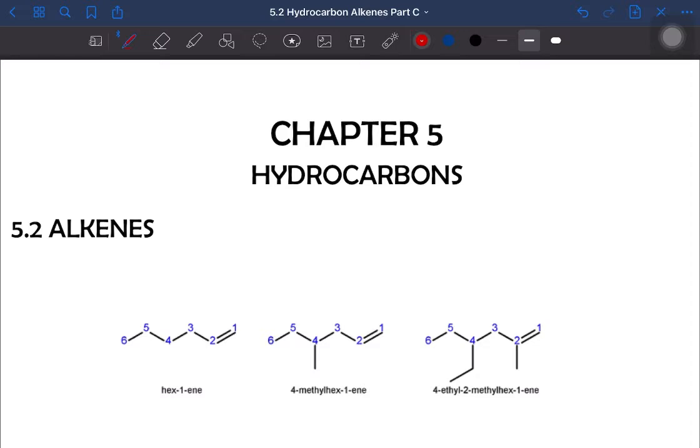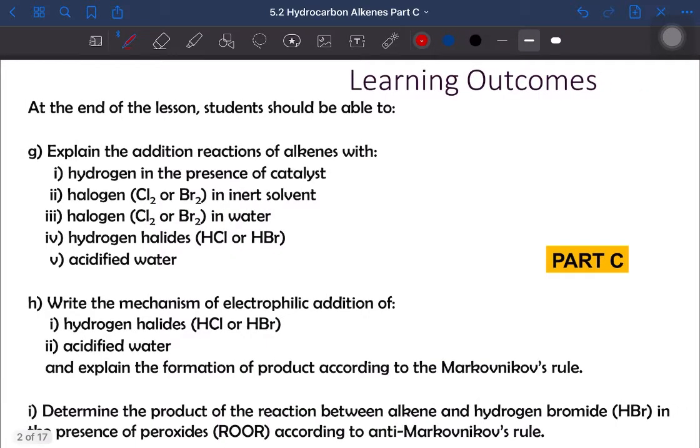So in today's video, we are going to continue with chapter 5.2 Hydrocarbon, Alkene part C. So in this part C, we are going to look into the reactions of alkene. So let's see the learning outcome for this part.